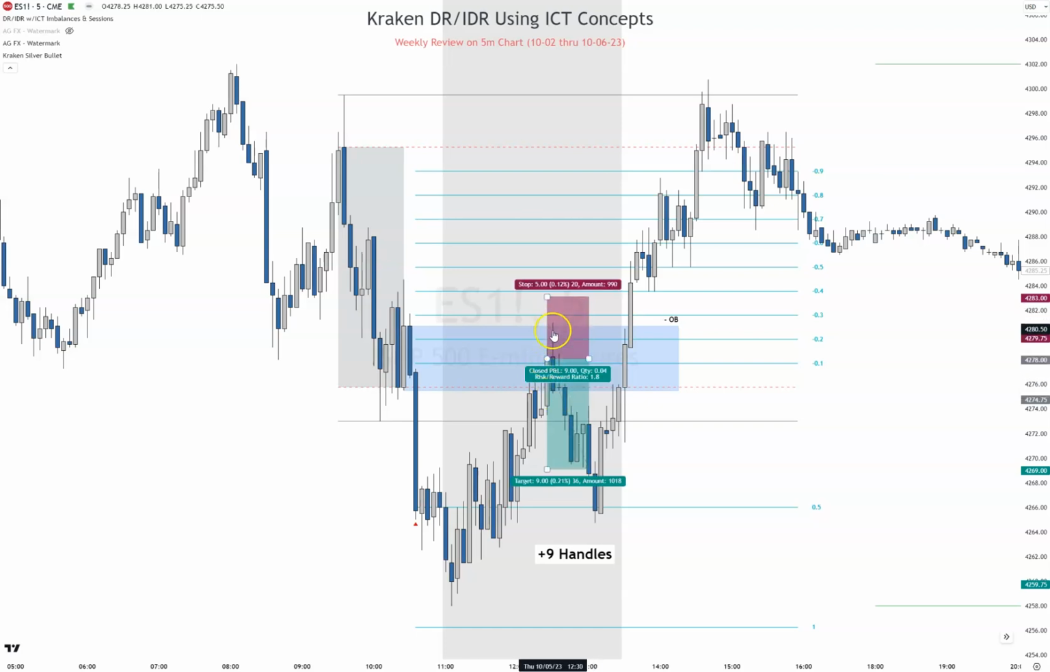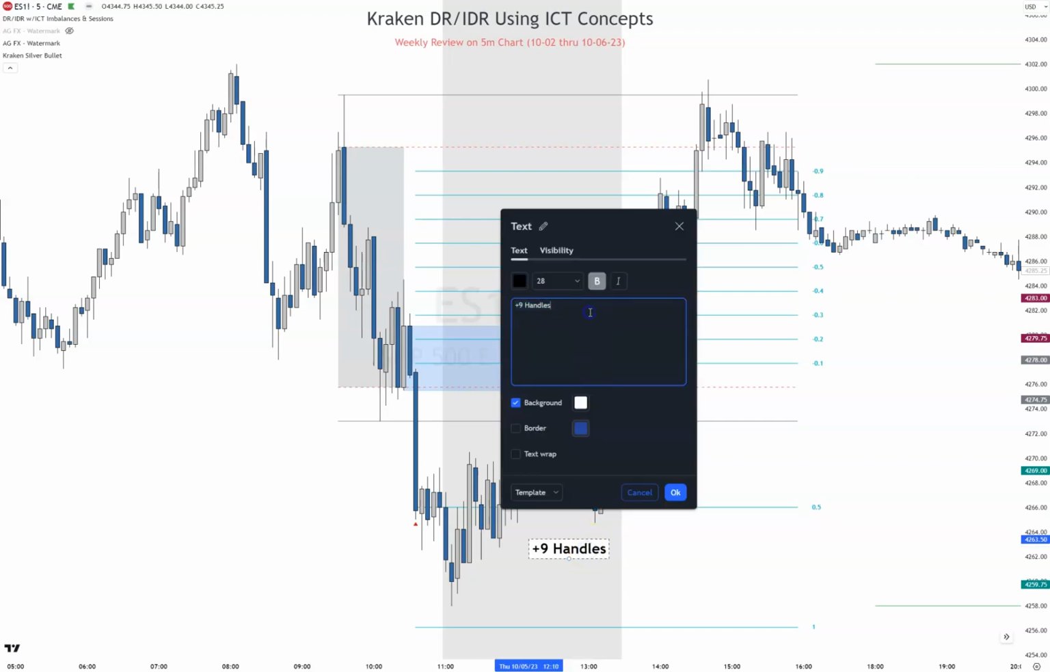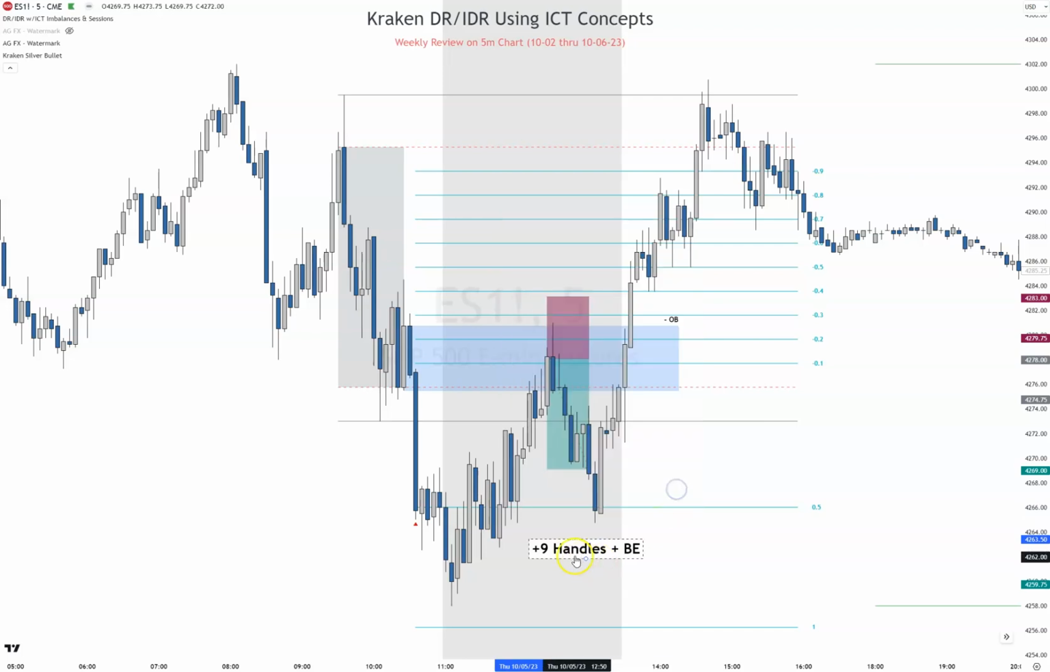This one was in drawdown pretty good there, and then ended. We're aiming for 15. You don't get 15 handles here. So we took our partials at 9 handles, moved our stop to break even, and then we got taken out right here at break even. That's just life. So this is a 9 handle day right here, and a break even. So 9 handles plus break even. I'll move plus B just so it's on there so we can see it.